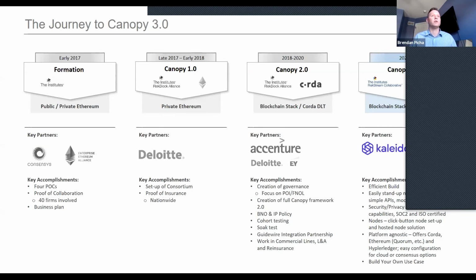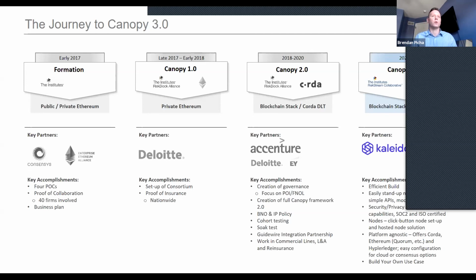Late 2017, 2018, this is when we started calling the network and the stack for the network Canopy 1.0. We were using a private Ethereum network at this time. We were working with Deloitte for some of the use case design. This is when we officially set up the consortium, and we also created a POC for proof of insurance, private passenger auto with Nationwide.